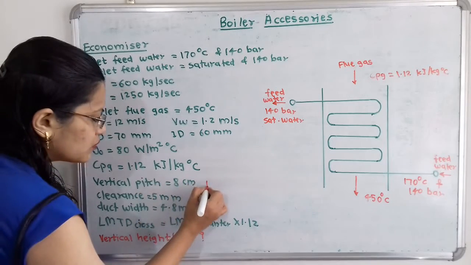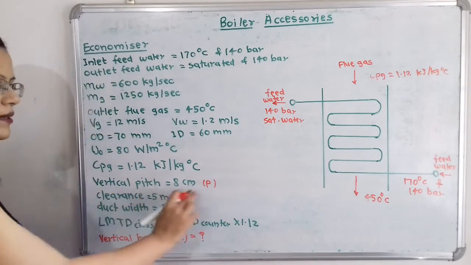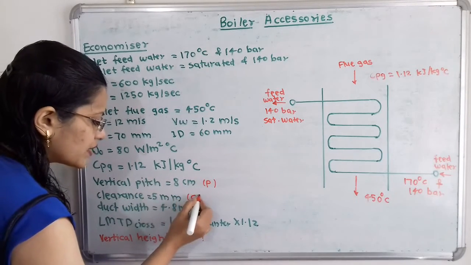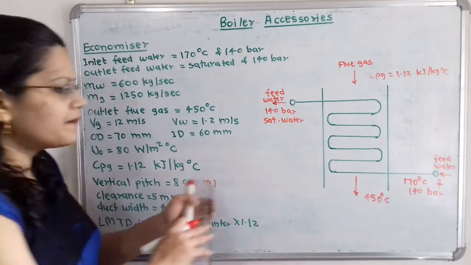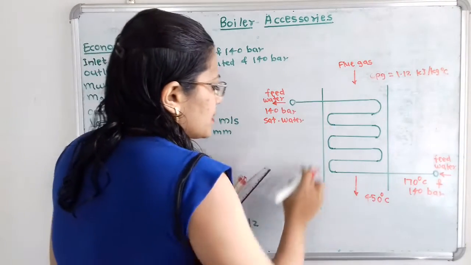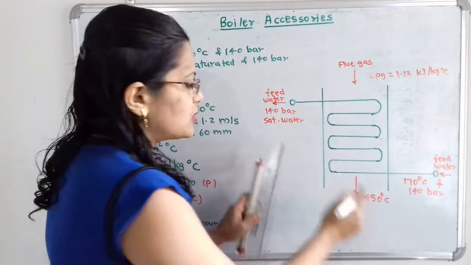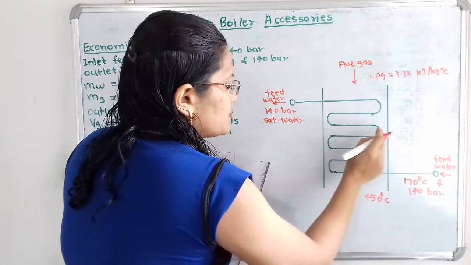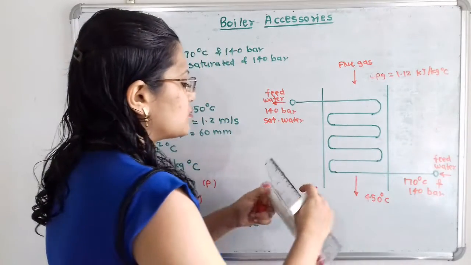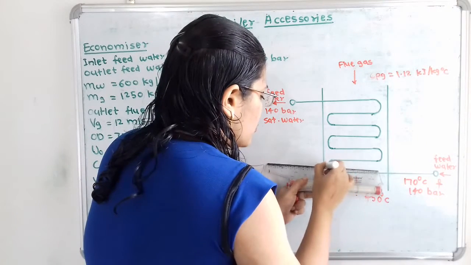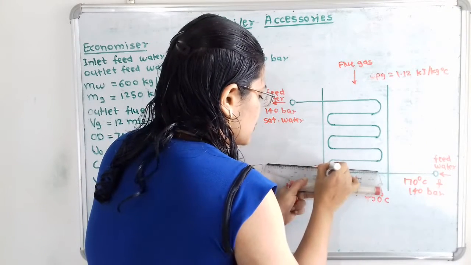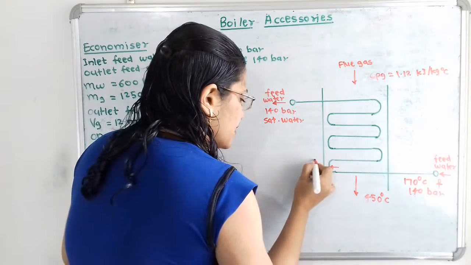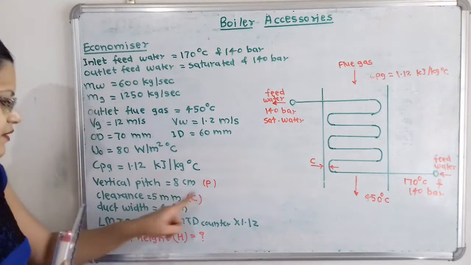I will use here the notation small p. Vertical pitch 8 centimeter. Clearance 5 millimeter. So clearance is also given. I will use here the notation C. So what is the clearance? In between these two vertical sections, there is some space in between these tubes and this vertical section, and this is known as clearance. So we have to mention this clearance. I will write here the notation C, and it is given 5 millimeter.